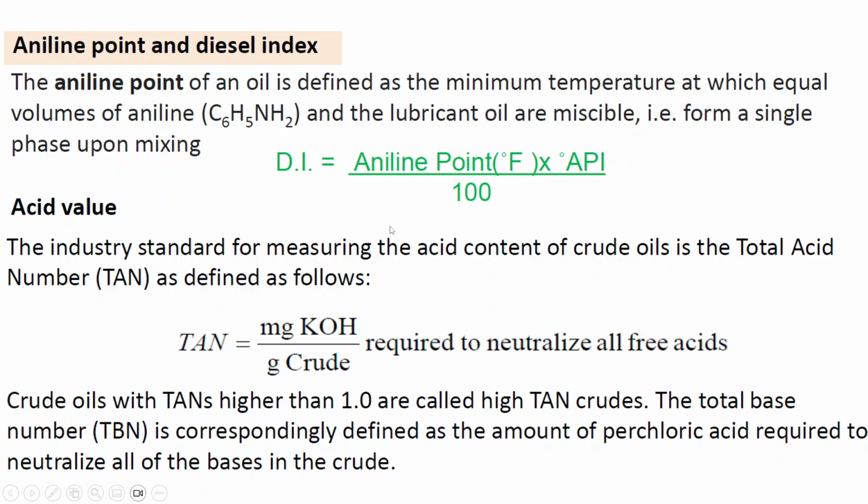And the acid value: the industry standard for measuring the acid content of a crude oil is the total acid number, that is TAN. It is calculated as the milligrams of potassium hydroxide required to neutralize all free acids per gram of crude oil. Crude oils with total acid numbers higher than 1.0 are called high TAN crudes. Likewise, the total base number can also be calculated, by the amount of perchloric acid required to neutralize all the bases per gram of crude oil.